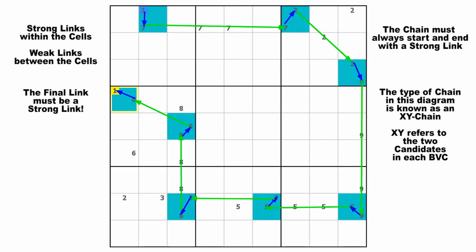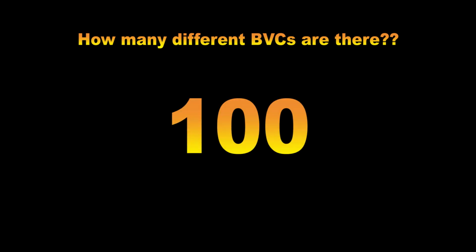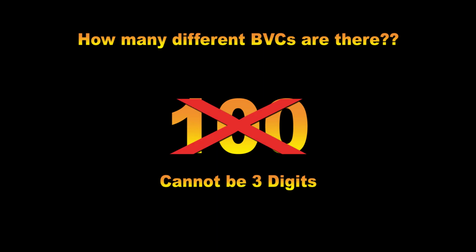Now here is a little brain teaser for you. Did you ever stop to think about how many different BVCs there are in total? What do you think the answer is? Well, let's figure it out. Since there are only 2 digits in a BVC, we know the answer cannot be 100, right? It has to be less than 100 because 100 is a 3-digit number.